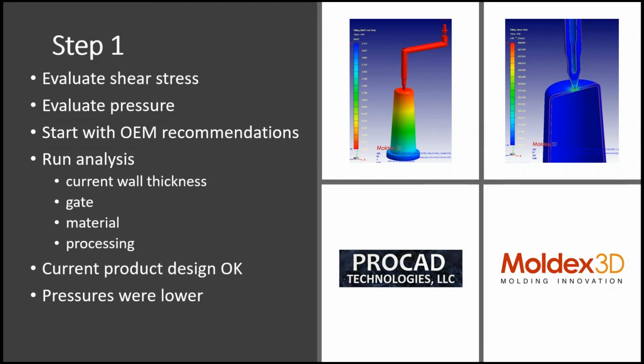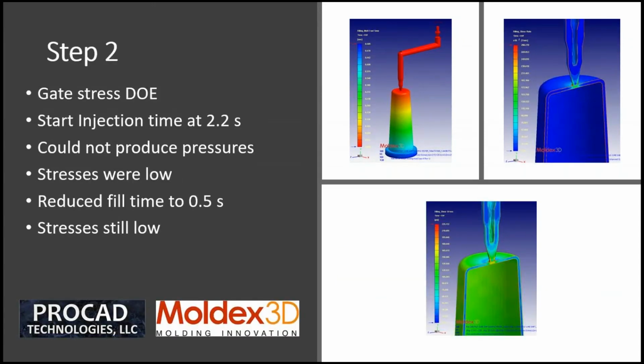So that really got us scratching our heads, so when we went to step two, we wanted to run our DOE to see if we could duplicate those stresses. We started out with the default of 2.2 seconds, and again, the pressures and stresses were very low. The only way for us to achieve that was to first double it and then quadruple it, to try to get the stresses and pressures up to where the molder was at. We could not duplicate any of it.